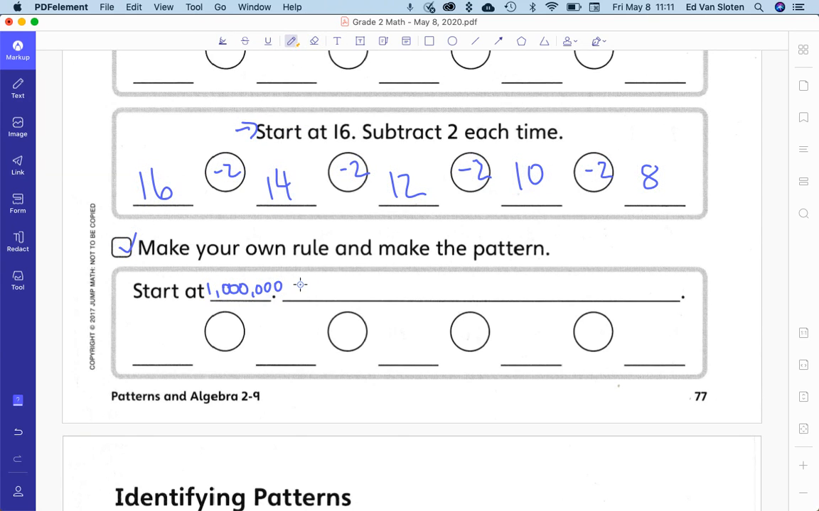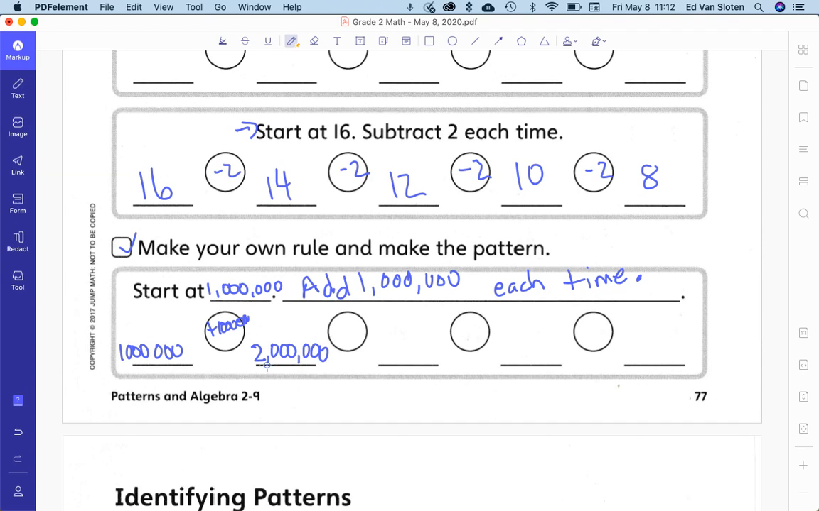There we go. Add 1 million each time. So I got the start number, which is 1 million. And then here you write add 1 million, and so the next number is 2 million.